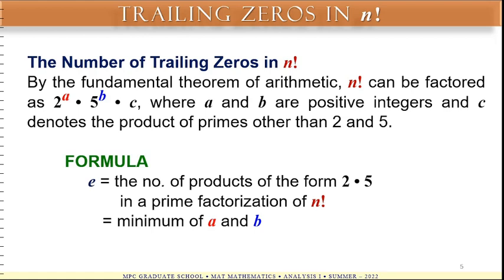Next, let's move on to the trailing zeros in n factorial. By the fundamental theorem of arithmetic, n factorial can be factored as 2 raised to a times 5 raised to b times c, where a and b are positive integers and c denotes the product of primes other than 2 and 5. And for the formula, we always remember that e is the number of products of the form 2 times 5 in a prime factorization of n factorial. And it is the minimum of a and b.